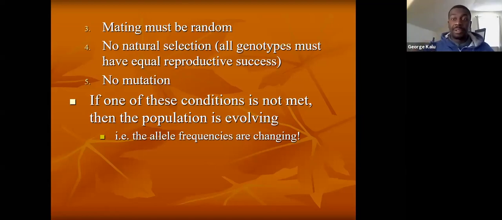If we think about migration, if we have new alleles migrating into a population, that again is going to change the allele frequencies. Allele frequencies changing, we have evolution. So if any one of those conditions is not met, that violates Hardy-Weinberg equilibrium, and that tells us that evolution is taking place in that population.